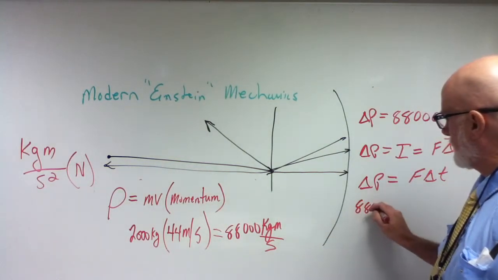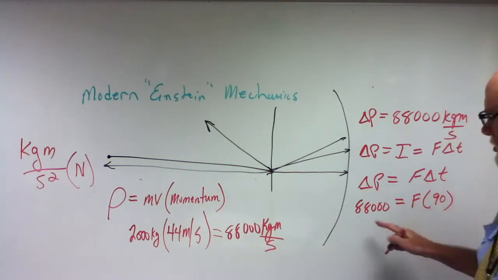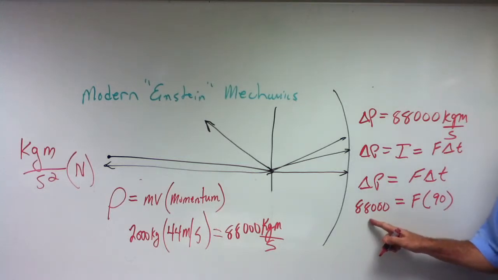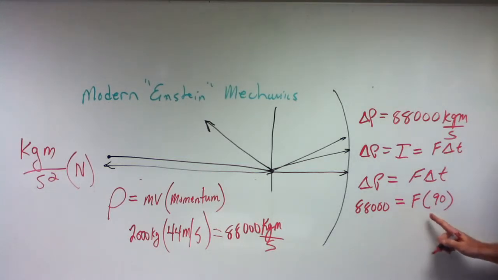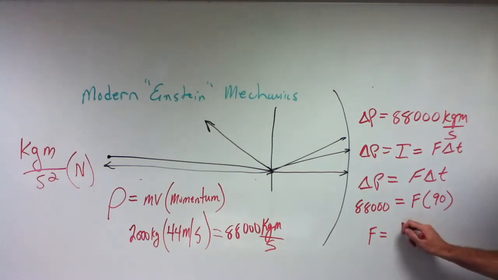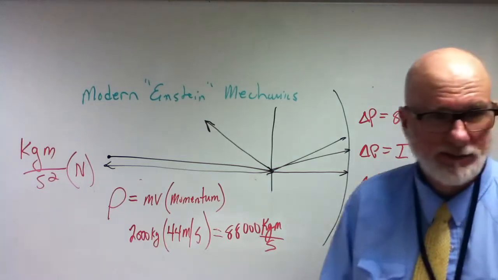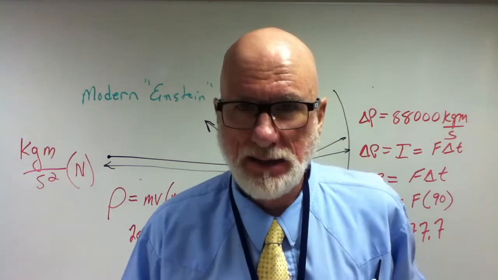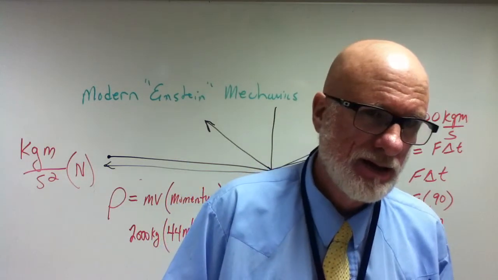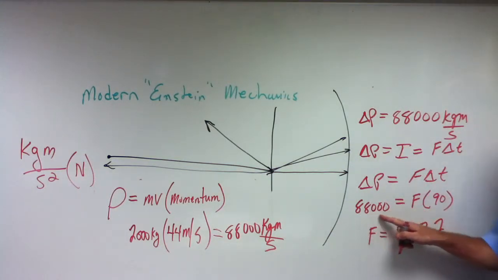So 88,000 equals F times 90. So what's 88,000 divided by 90? What's 88,000 divided by 90? 977.7. I'm solving for F, right?